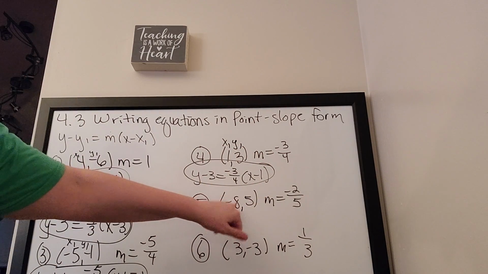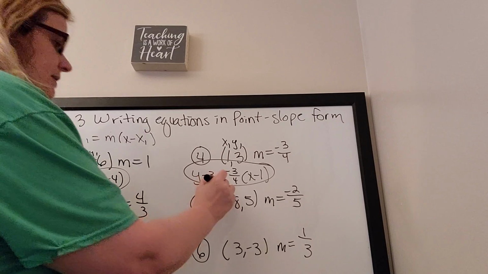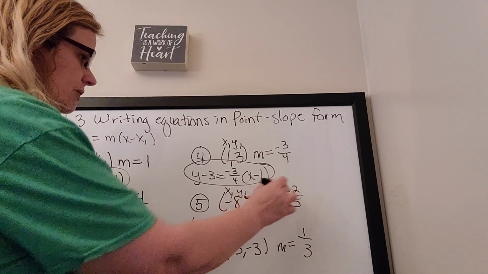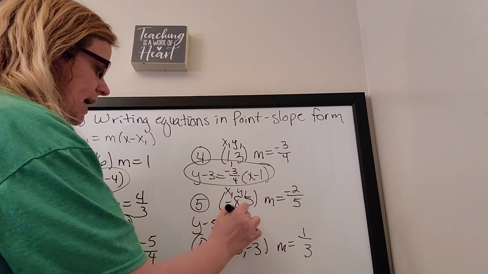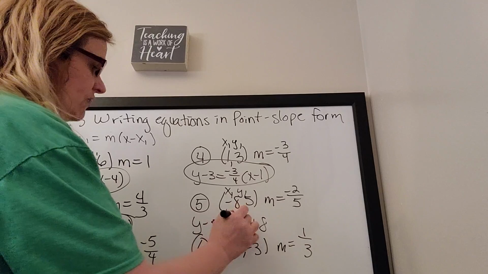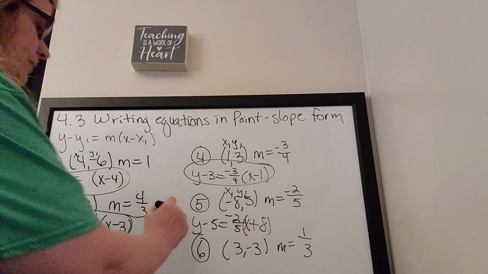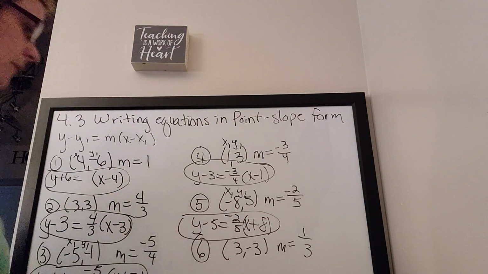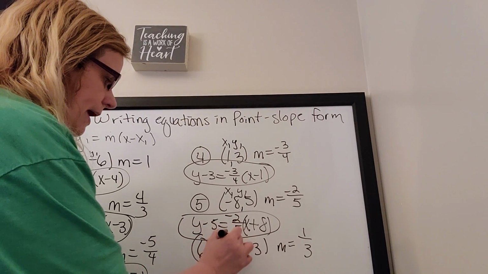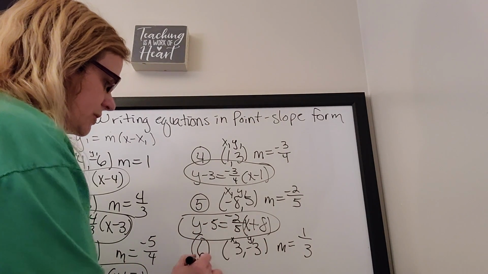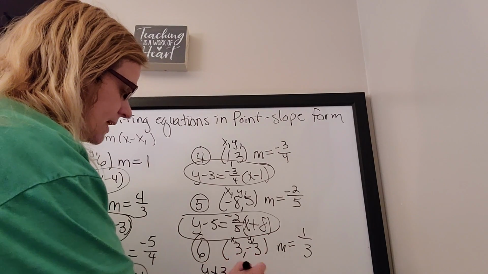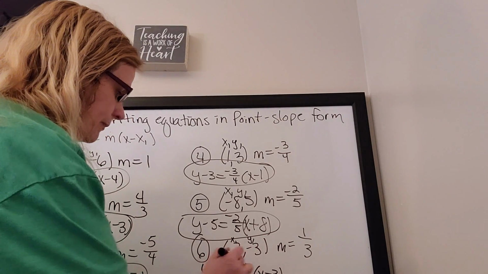One negative, so on the x we're going to have plus. This is x1, y1, so y minus 5 equals negative 2/5 times x plus 8. That's it. Negative on the y, so it's going to be plus on that. So x1, y1, so y plus 3 equals 1/3 for m times x minus 3. That's it.